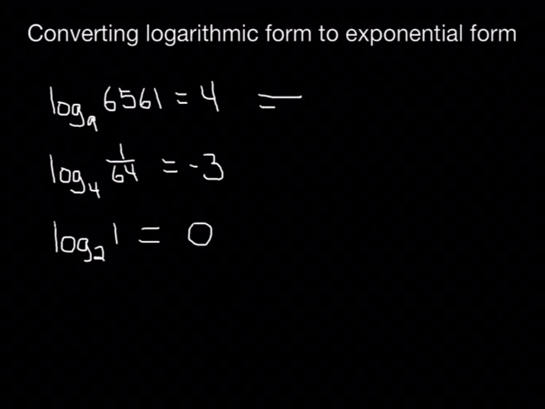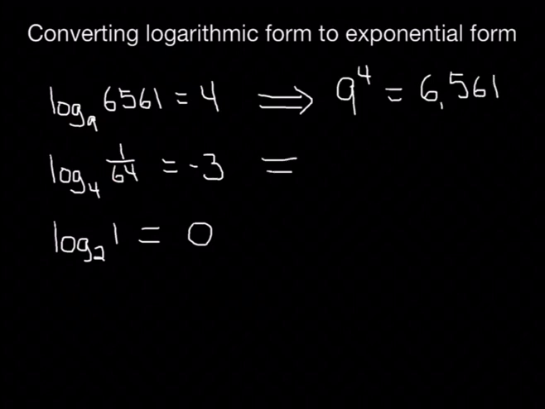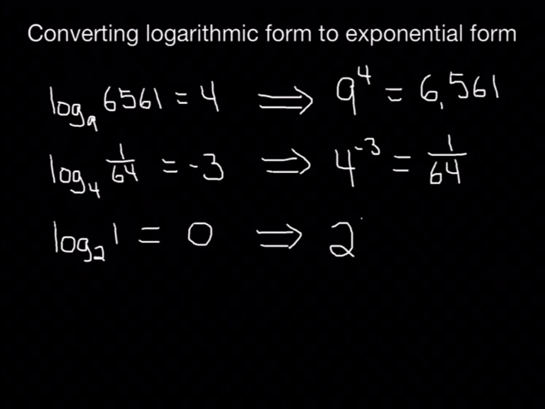This one right here, if I want to convert this to an exponent, it is simply 9 to the fourth power is equal to 6,561. This one right here, start at the base number, so it says log of 1 over 64 in base 4 equals -3. That's how you say it. So it is 4 to the -3 power is equal to 1 over 64. And then this one right here, start at the base number, so it's log of 1 in base 2 equals 0. It's just 2, start at the base, to the 0 power is equal to 1.